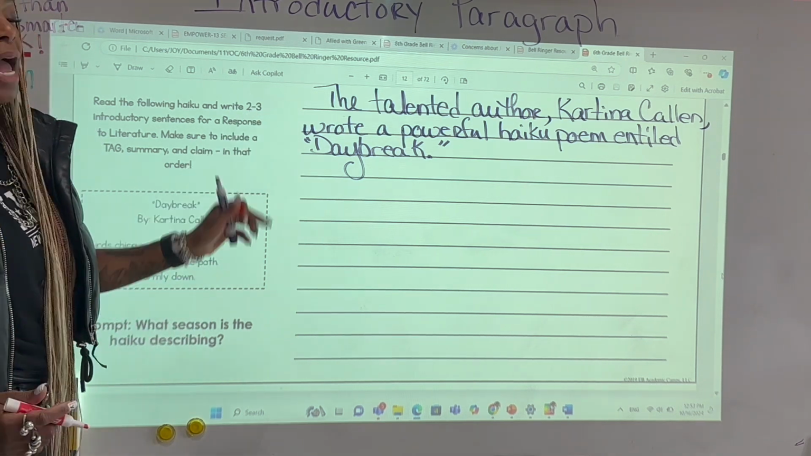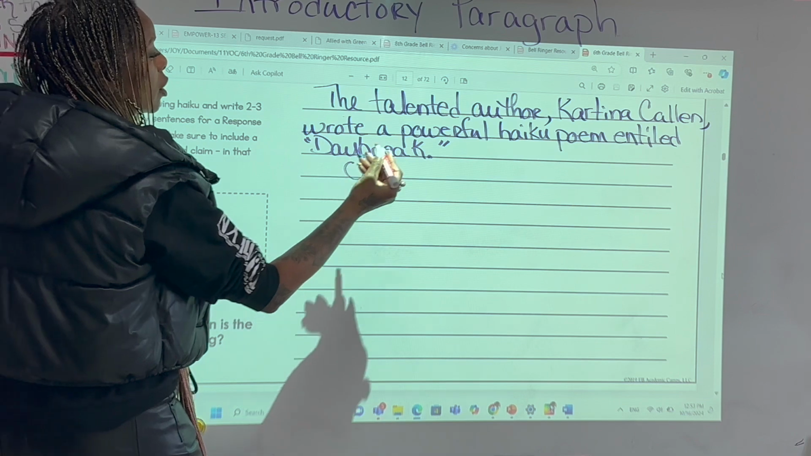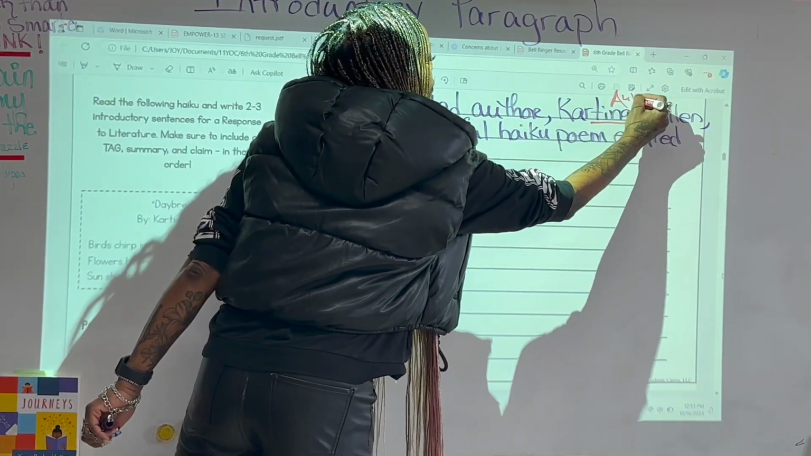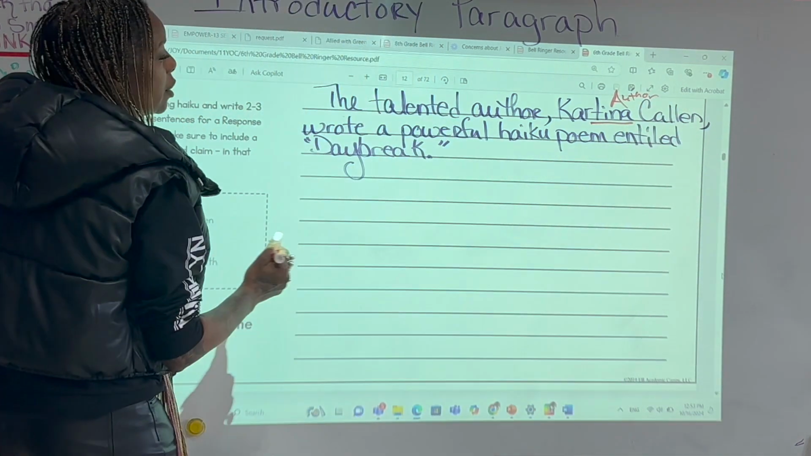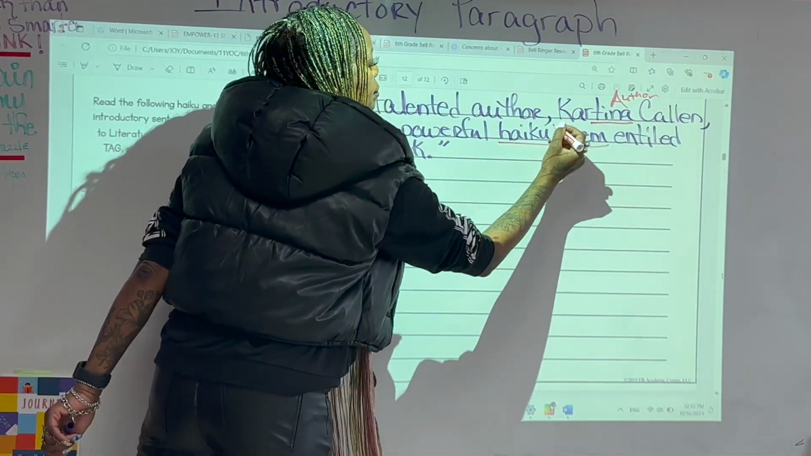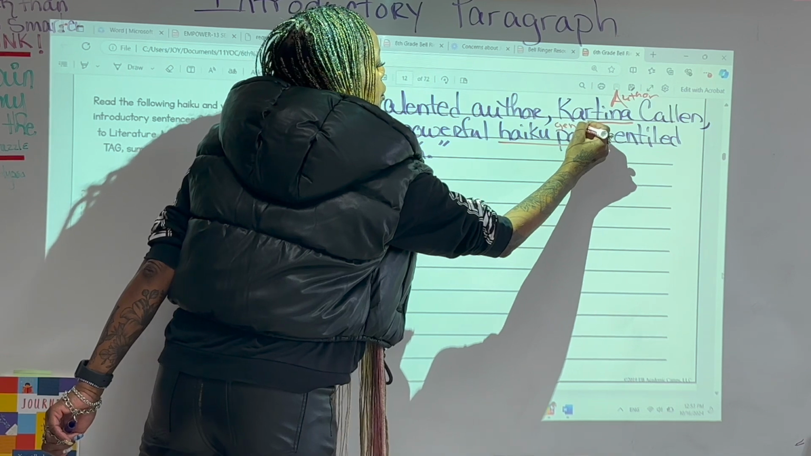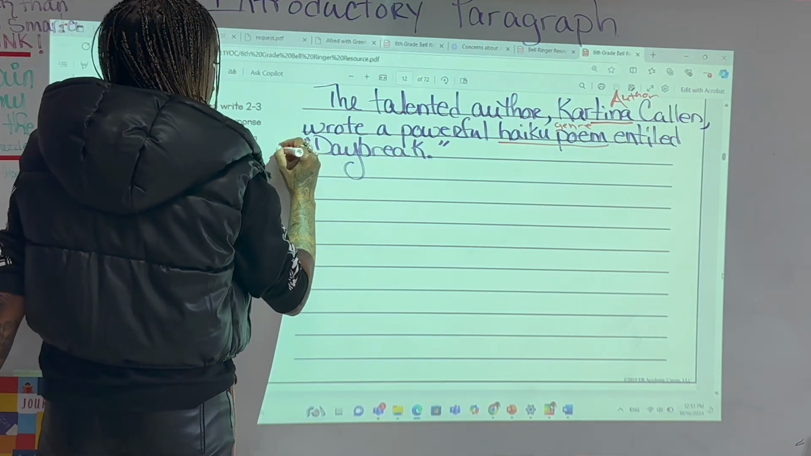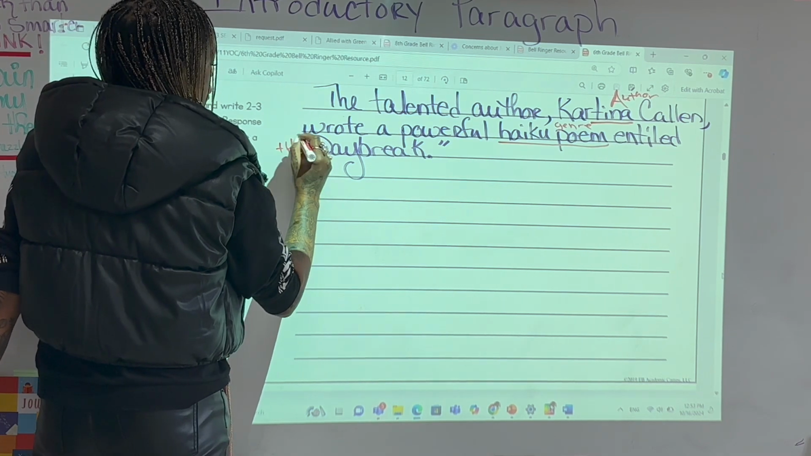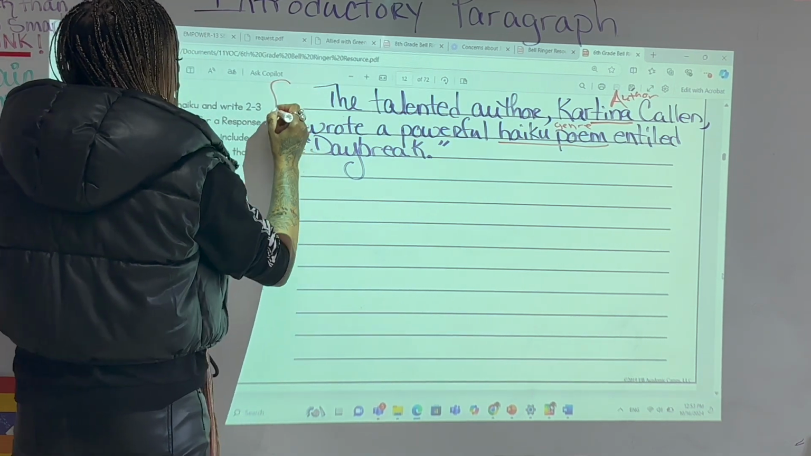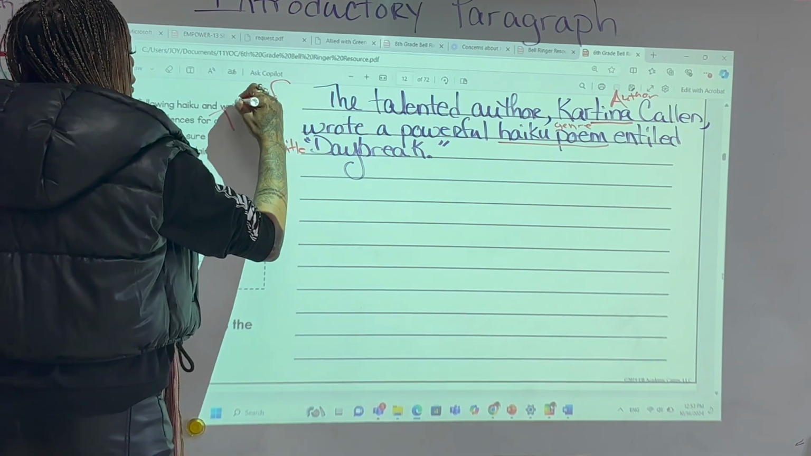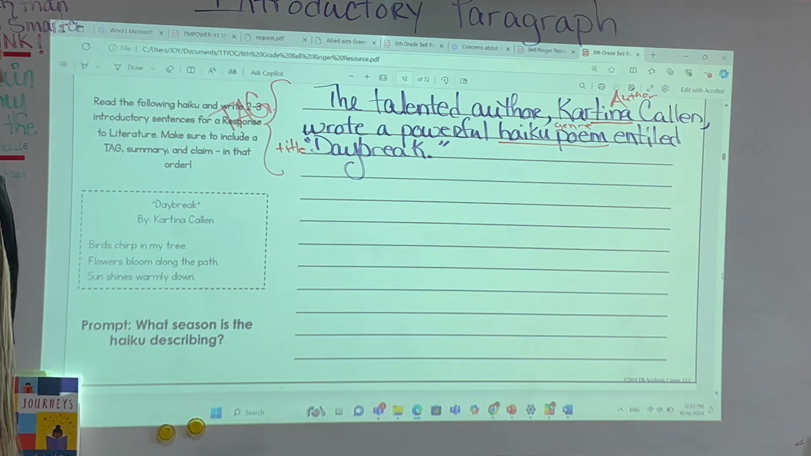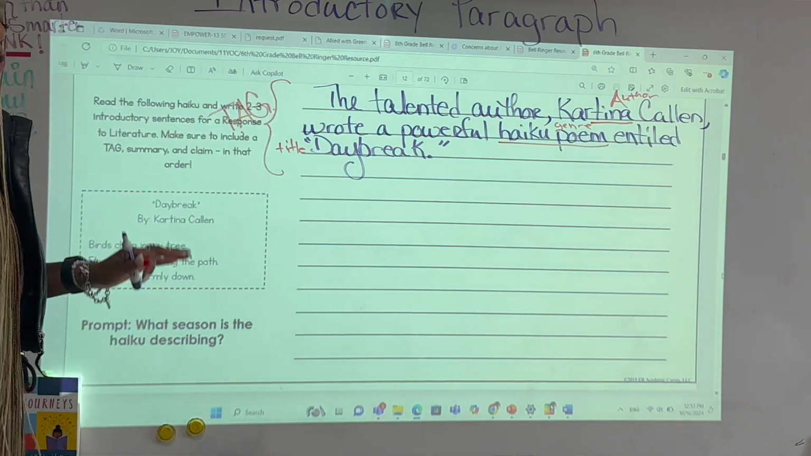Everybody should have this tag written down. Title, author, genre. Here is our author. Here's our genre. And here is our title. This is our tag. Title, author, genre. And it does not have to be written this way. You can write it your way.